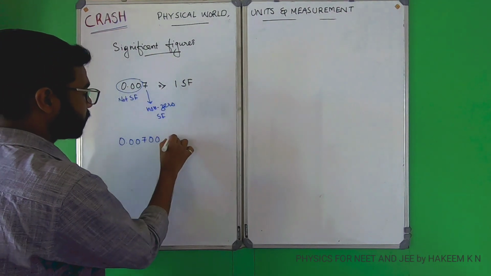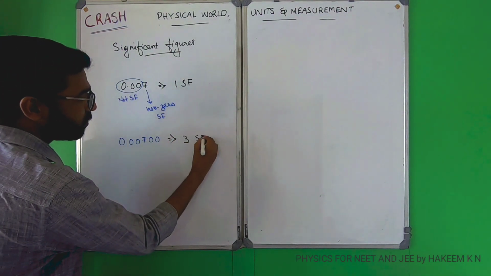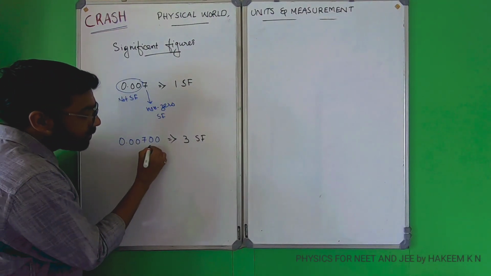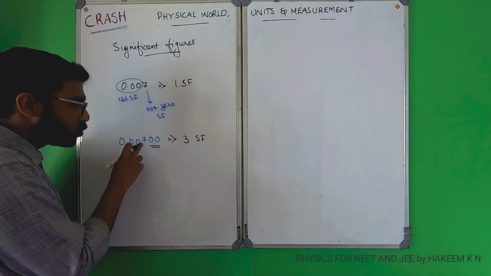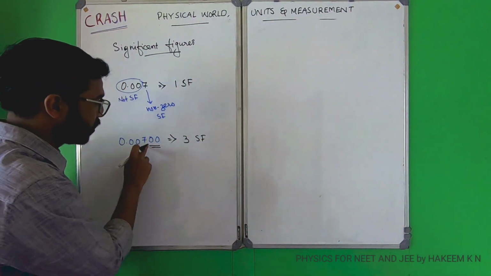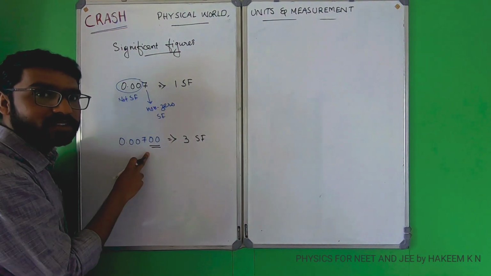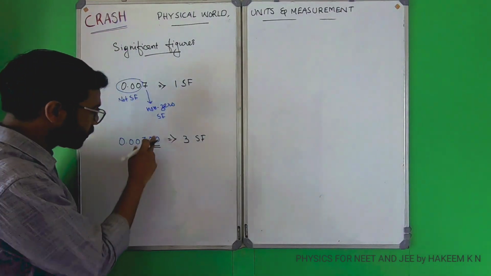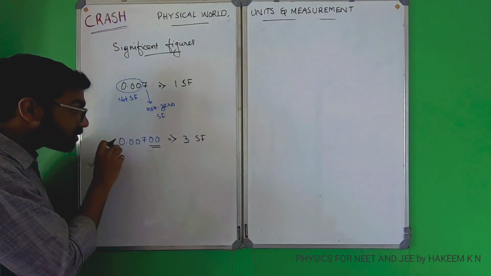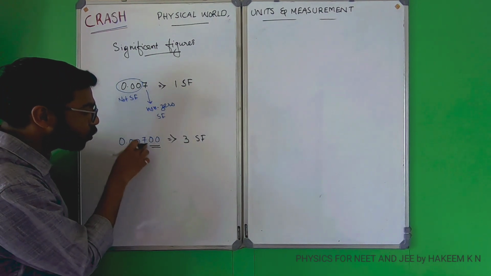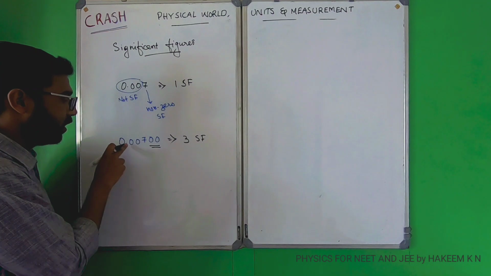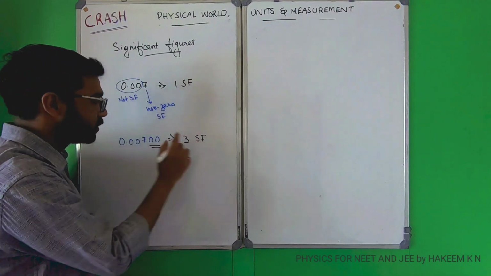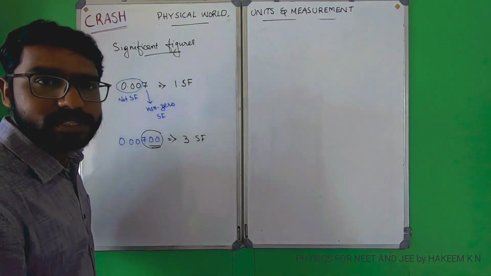And now 0.00700, how many significant figures are there? 3 significant figures are here. Why 3 significant figures? Zeros to the right of a non-zero digit in a decimal number are significant. This has a decimal point. Zeros to the right of a non-zero digit containing a decimal position are significant figures. Here 3 significant figures are there.